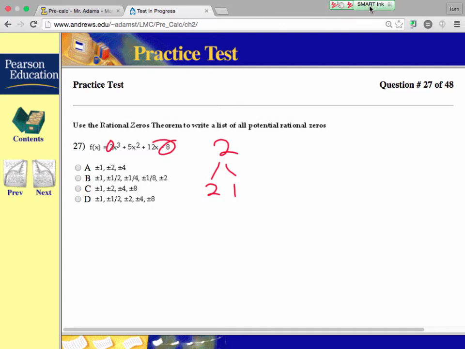Which is the answer B? No, it's D, right? Okay, I wanted to double check that because I sometimes forget.